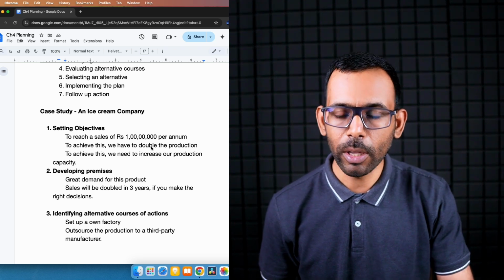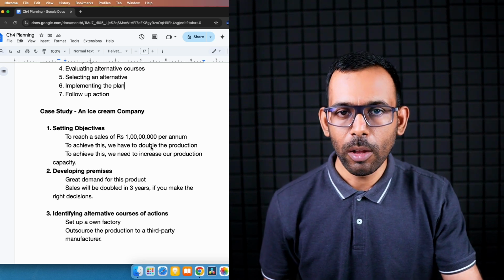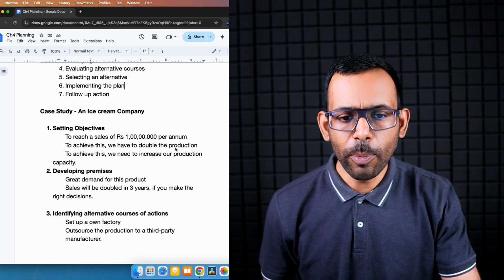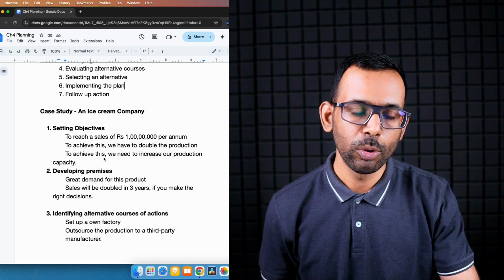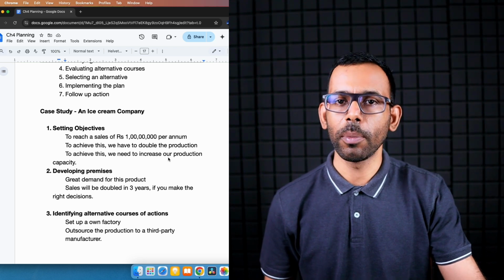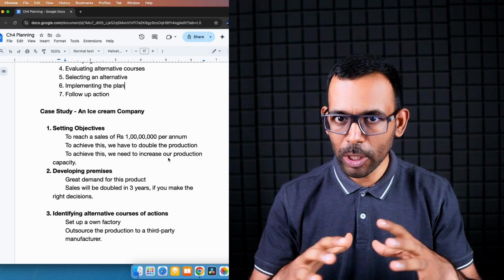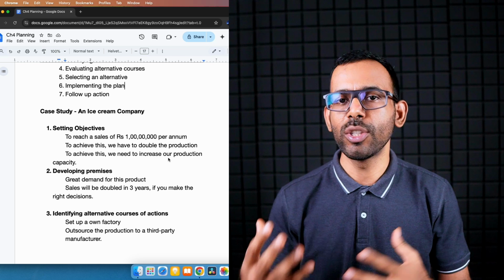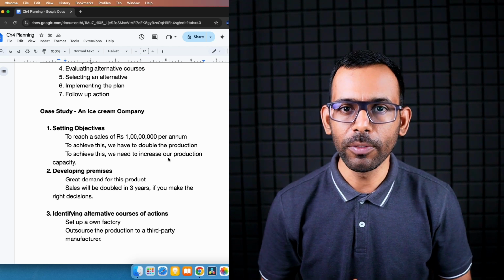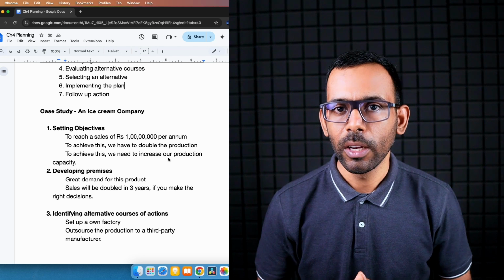If you double the production, then you will have more things to sell, and then again you can double the sales. To double the production, what should you do? To achieve the above second objective, we need to increase our production capacity. Let's say, as of now, we have only so much production capacity that can generate about 40 to 50 lakhs of sales. Our production capacity can only handle that much amount of demand.